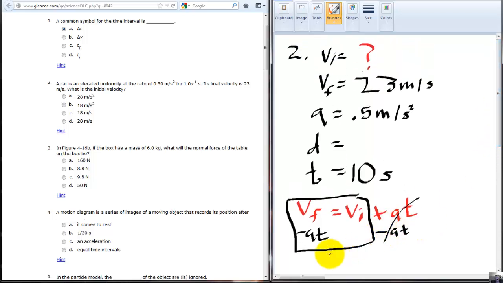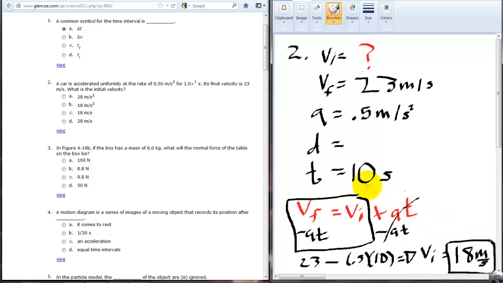So let me scroll down a tiny bit. Actually, that's not so good. We're almost out of space. I can do it here. VF is 23. Minus the acceleration is 0.5, and the time is 10 seconds. So I'll draw an arrow, and then I'll say VI equals, okay, 23 minus half of 10 is 5, so 23 minus 5 is 18 meters per second.